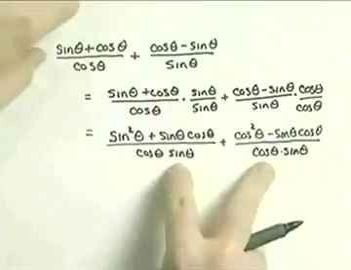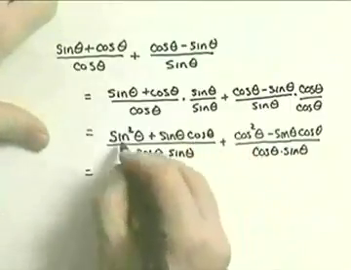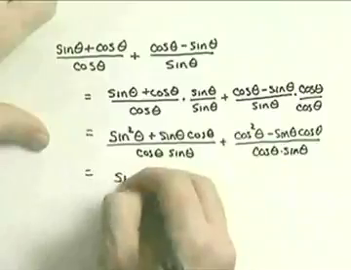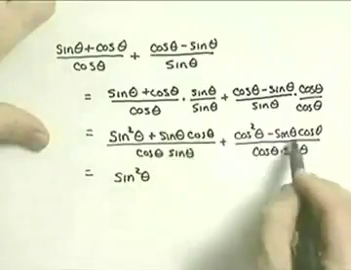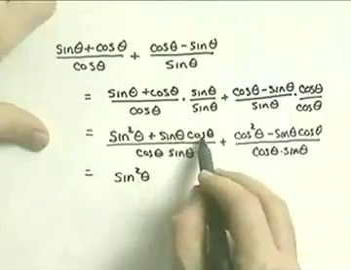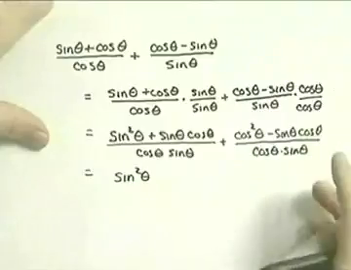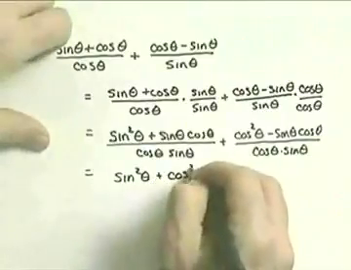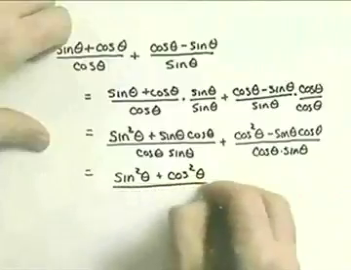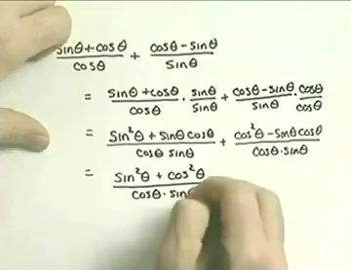Notice now that I have a common denominator, that allows me to add the numerators. So I have sine squared of theta plus, I have a plus sine theta cosine theta minus sine theta cosine theta. So that result is 0. And then I have plus cosine squared of theta. And this is over cosine of theta times sine theta.